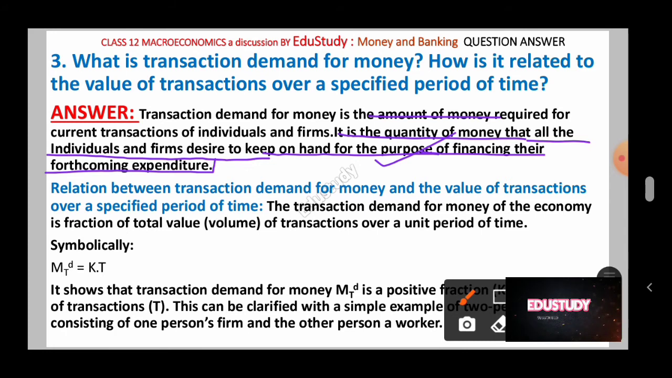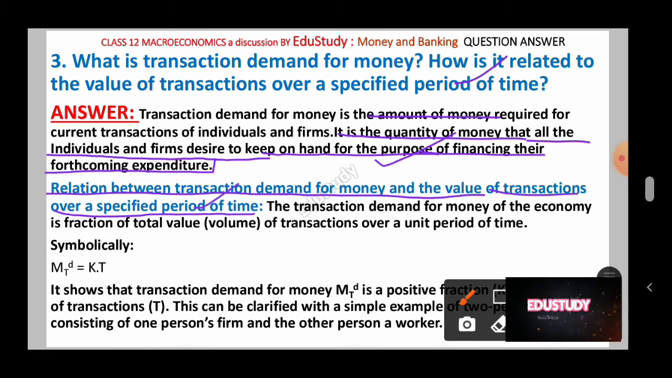You want to buy something, you want to spend money, so for spending that amount you have to keep some money in your hand. So whatever money you hold in the form of cash is the transaction demand for money. Next is the next part of the question, that is the relationship between demand for money and the value of transaction over a specified period of time.